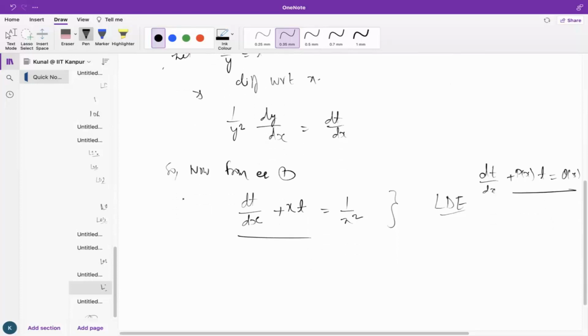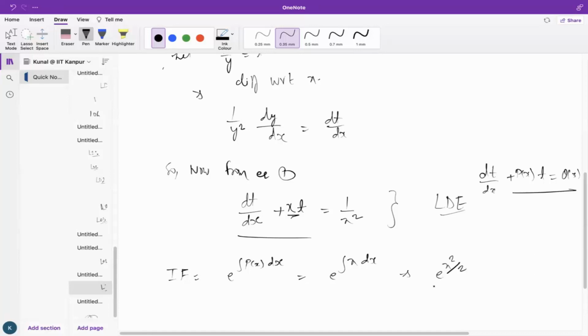We have to find the integrating factor here. The integrating factor formula is e to the power integration of P(x) dx. So it will be the integral of what is P(x) here. There will be x dx, so it will be e to the power x square by 2. I hope this will be clear to all of you.